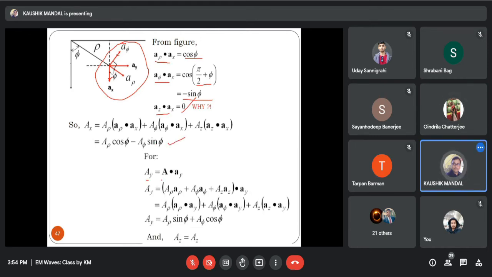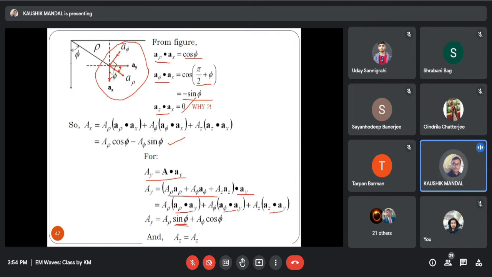Next you have to find out AY. AY means A dot AY. With the vector A, you find the dot product with AY. That means you have to find A rho dot AY, A phi dot AY, and AZ dot AY. Again from this figure, you can easily find A rho and AY. This is 90 degrees minus phi, so it will be plus sin phi.